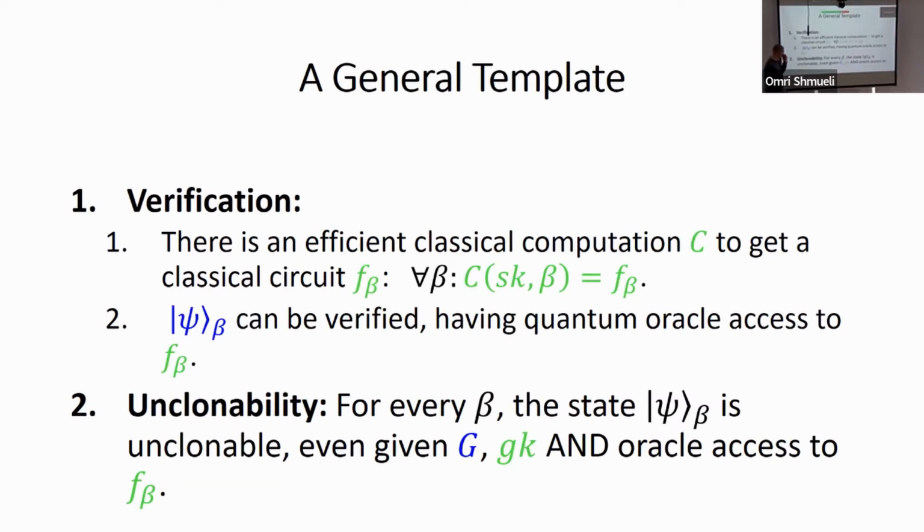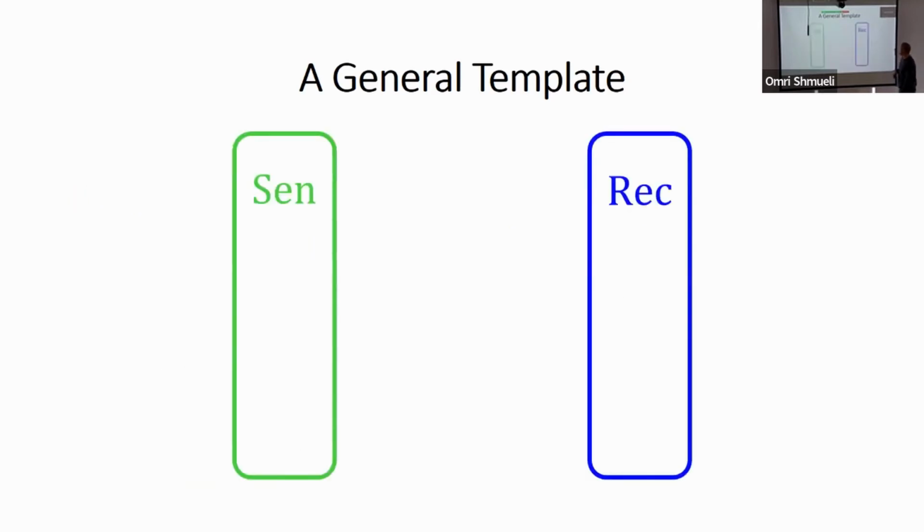So the point here is that the computer that executes this and has the oracle access to F beta is the one actually generating this state psi beta. And you want the computer that actually generates the state itself to be unable to output two copies of the state that it itself generated.